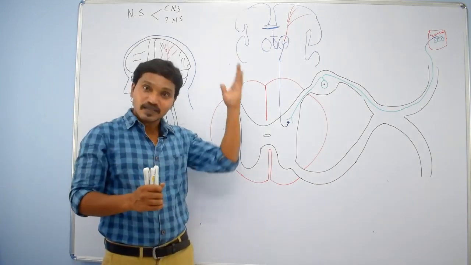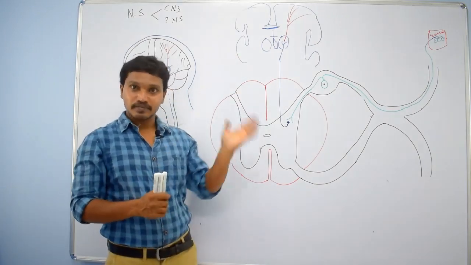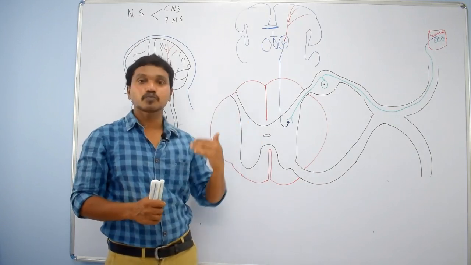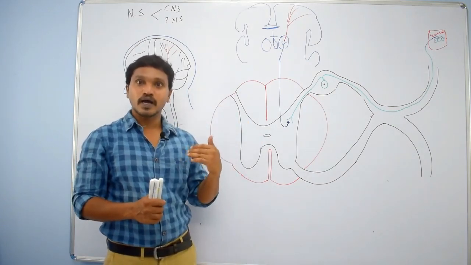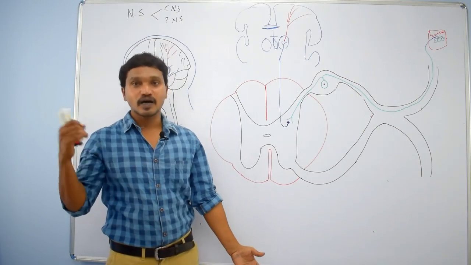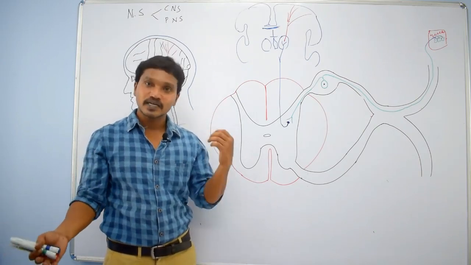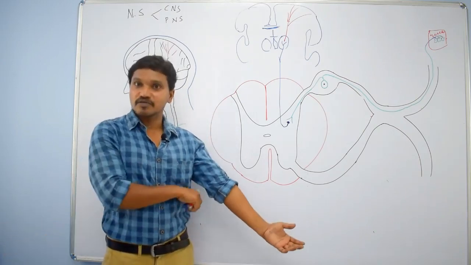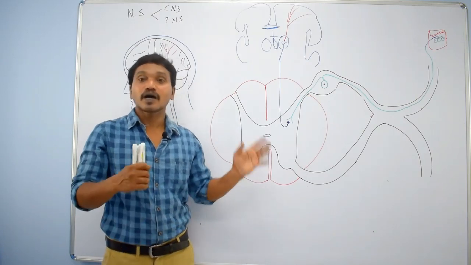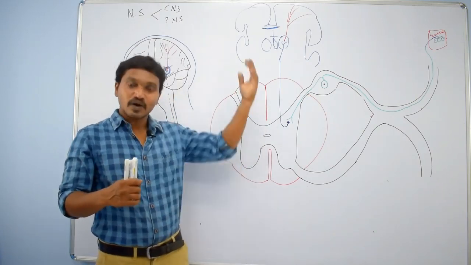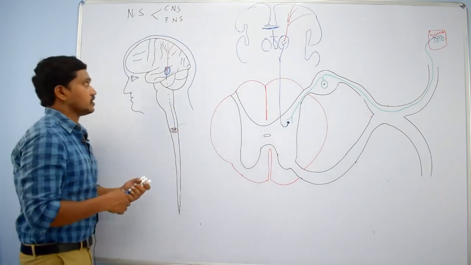But how will they come? I am telling you that motor output will come and it will inhibit the action of this hand and there will be extension of my elbow. But how will that come? That means what is the route? That I will tell you here.